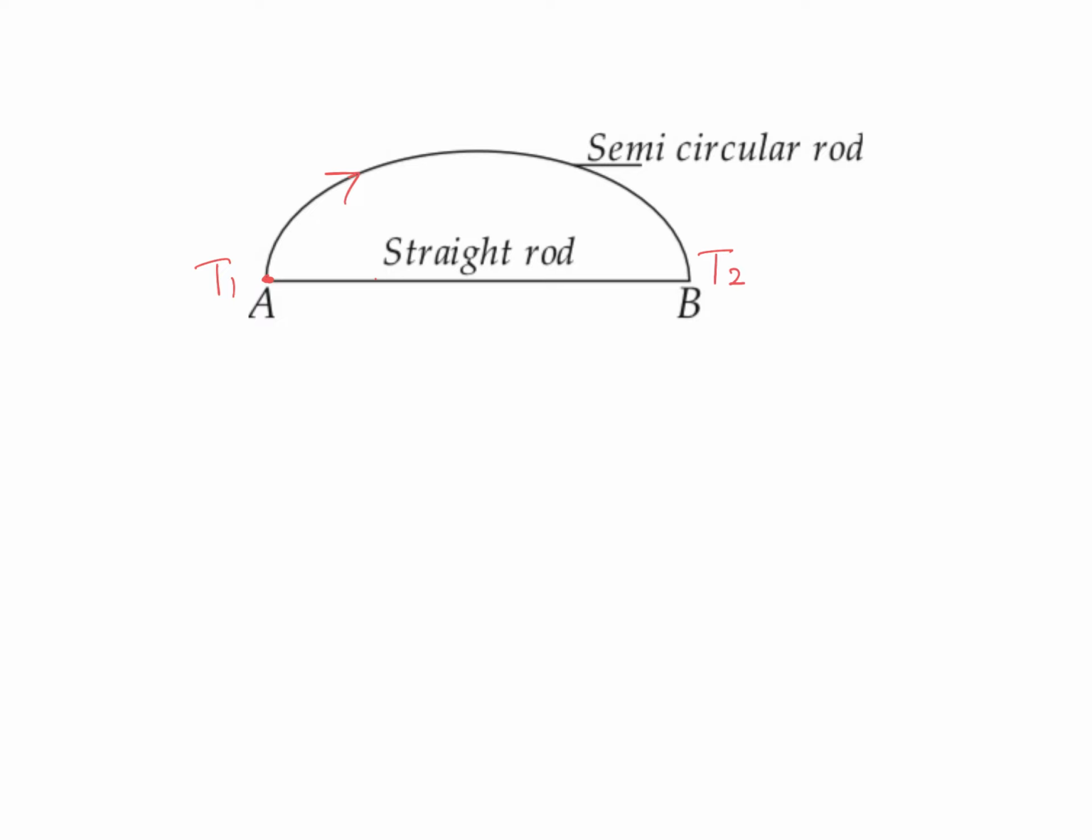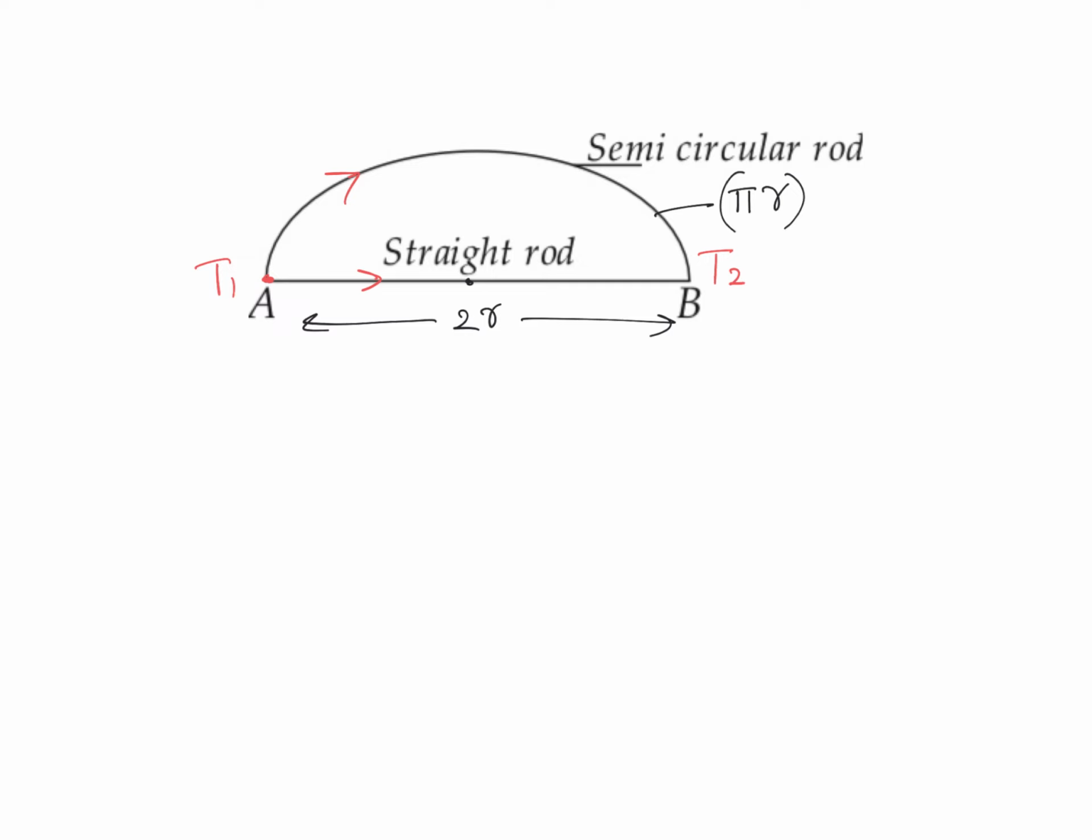some amount of heat flow will take place through the semicircular path, and some amount of heat flow will take place through the straight line path. If we take a circle of radius r, the straight line path length is going to be 2r. With respect to the radius, the length of the semicircular path will be equal to half of its circumference, which we can write as pi r, half of 2 pi r.